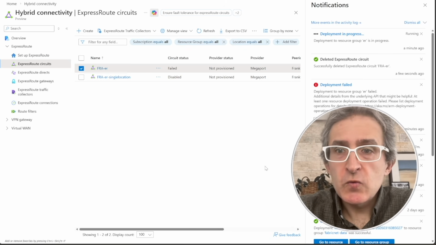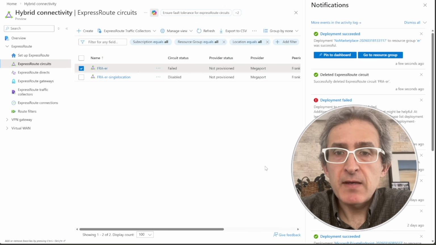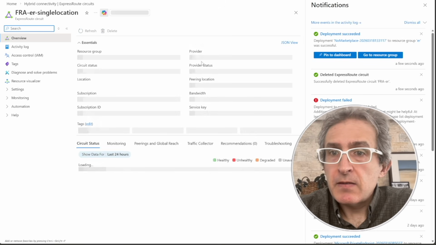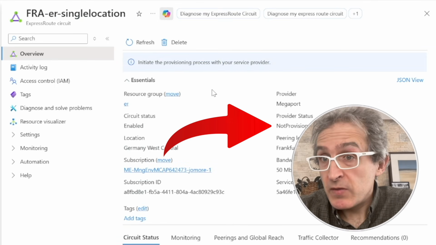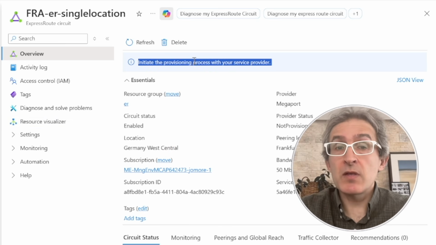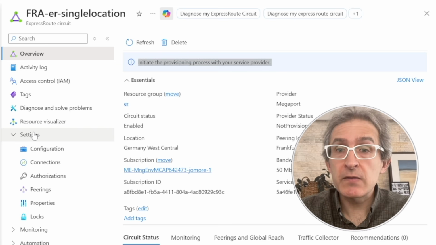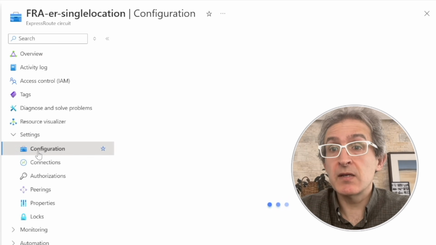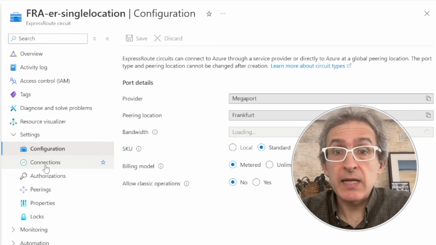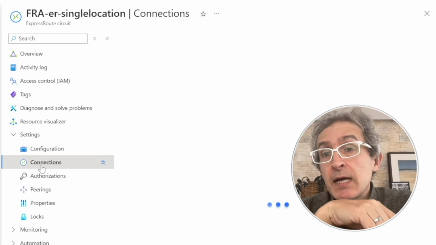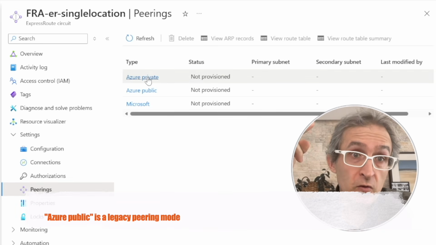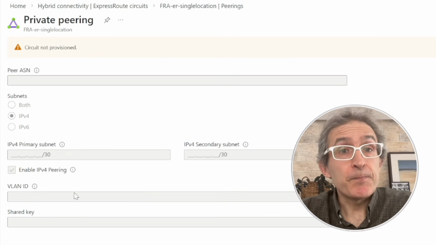All right, so let's go to our circuit and see what it looks like. Important is seeing that it's not provisioned yet, meaning that the provider side is not configured yet. So essentially we configured the interfaces in the routers, but there's nothing attached to them yet. This is the configuration we put: metered, standard, 50 meg. And if we have a look at the different peerings you can configure on top of the circuit, remember it's either private or Microsoft peering, there's nothing there.